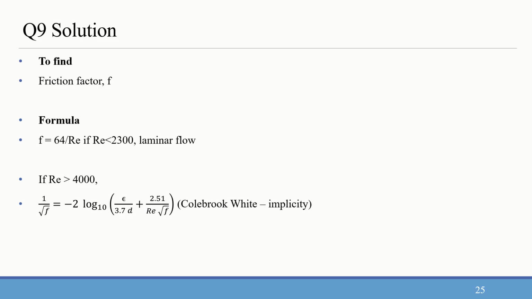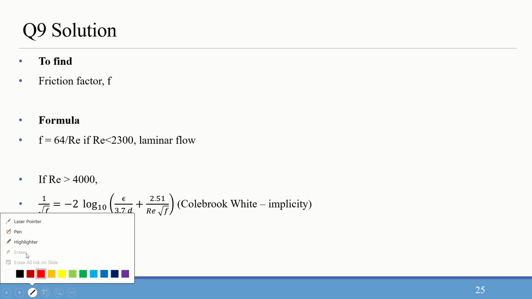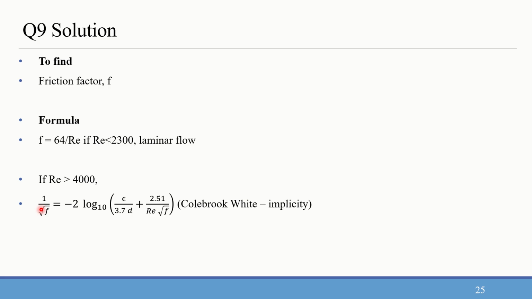the turbulent regime, where we have the Colebrook-White formula, which is implicitly given as 1 by root of f is equal to minus 2 times log 10 of epsilon by 3.70 d plus 2.51 by Re times square root of f, and this is the Colebrook-White implicit formula. And the second one is the Swamee-Jain explicit formula, where f is equal to 0.25 divided by log of epsilon by 3.7d plus 5.74 by Re to the power of 0.9, and this whole term has a square.